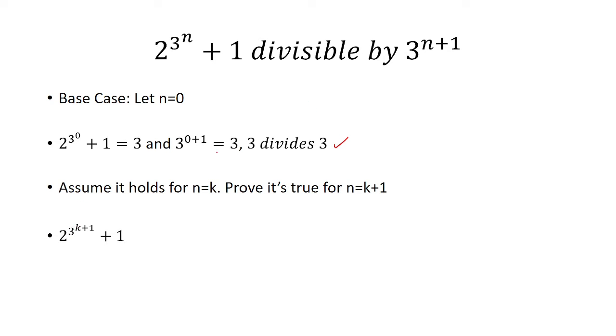So let's look at n equals k plus 1. So on the left here, 2 to the 3 to the n plus 1. Substitute n equals k plus 1. We have 2 to the 3 to the k plus 1, and then plus 1. Now on the right side, we have 3 to the k plus 2, which is the same thing as saying 3 times 3 to the k plus 1.